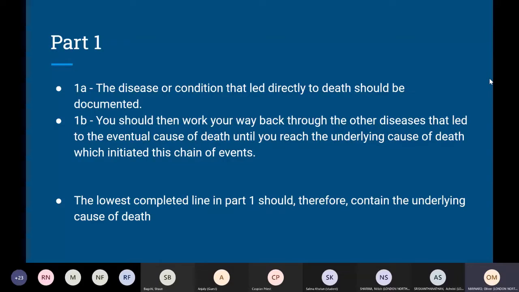So death certificates: 1A is the disease or condition which directly led to their death, which in this case would be the CAP. And then you go down from that, from 1B to 1C, through other diseases that led to the eventual cause of their death. So 1B in this case would be mesothelioma, which most likely led them to be susceptible to the community-acquired pneumonia.